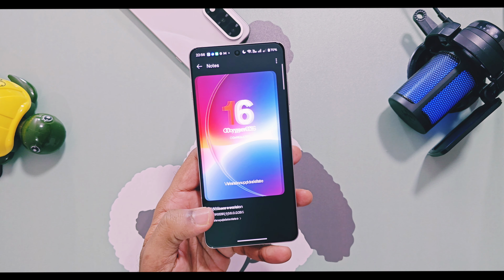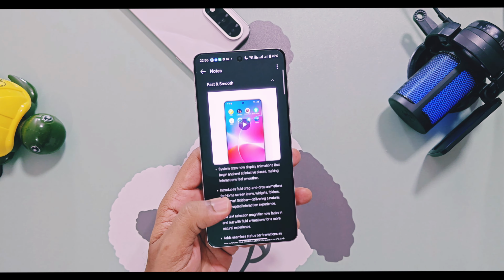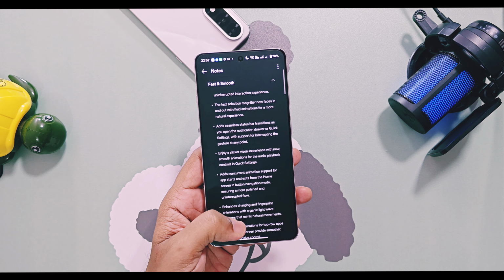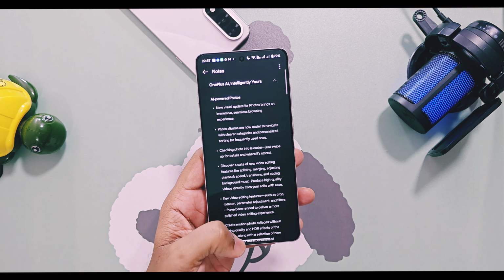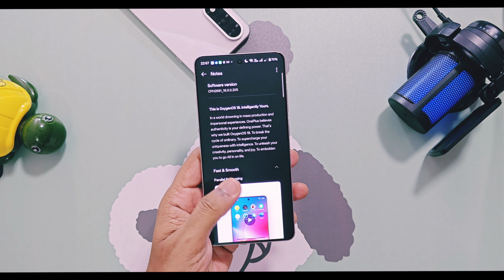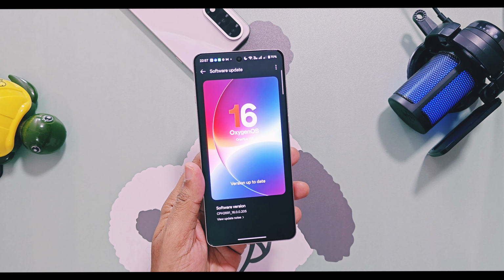So today in this video we are going to discuss the battery and the performance of the new OxygenOS 16 V025 stable version on OnePlus 13R. At the end I have given my final conclusion, so don't miss that part.